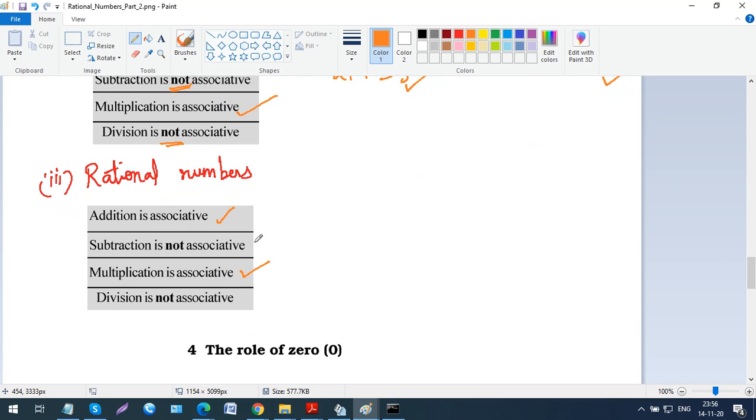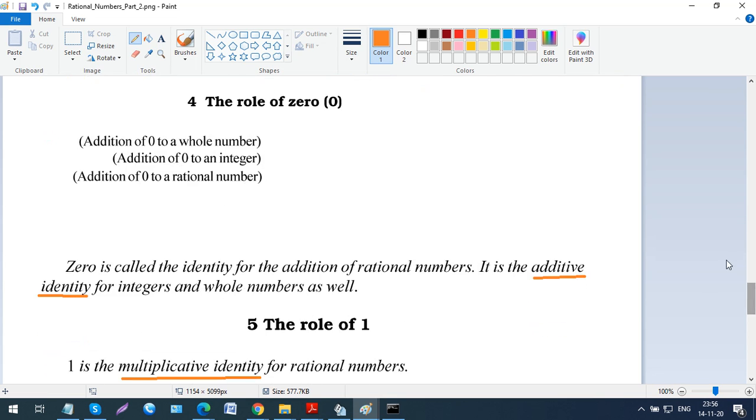The subtraction and division doesn't work. Okay, so now come to the next concept. It says the role of 0. See, 0 is a very important number. First of all, it's neither a positive number nor a negative number. 0 has a special value.